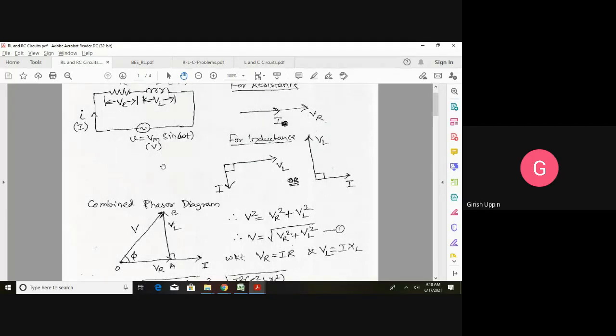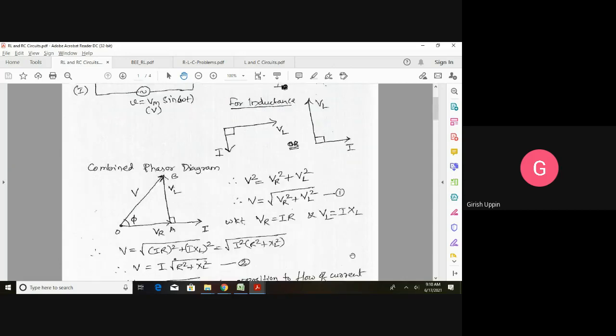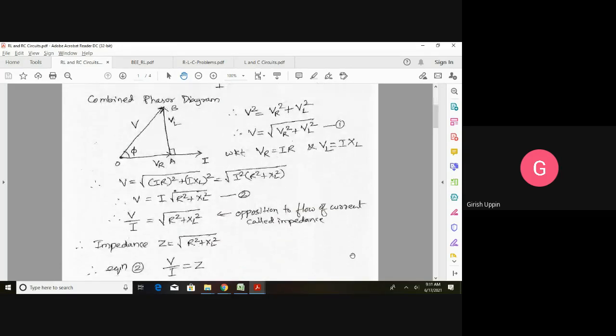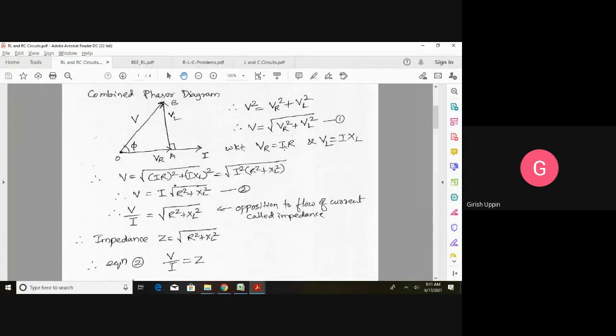And what is the VR? VR is from Ohm's law. What is V? V is equal to I into R. Current into the opposition of that component. In case of a resistance, it is R. We know that VR, that is voltage across resistor, is I into R. Voltage across inductor is equal to I into XL. We will substitute those two equations. So VR I will replace by IR, VL I will replace by I into XL. So V is equal to square root of IR square plus IXL square.